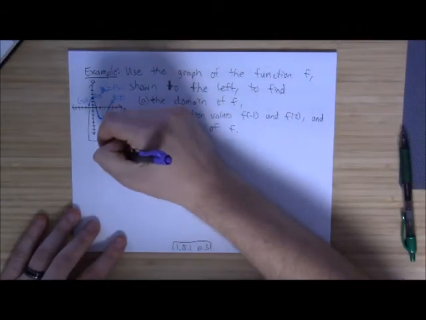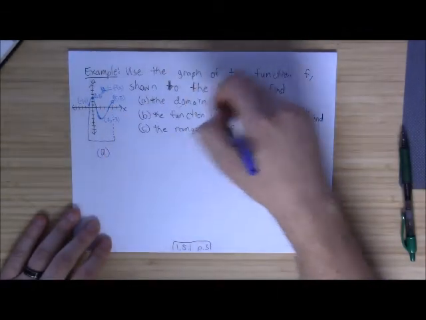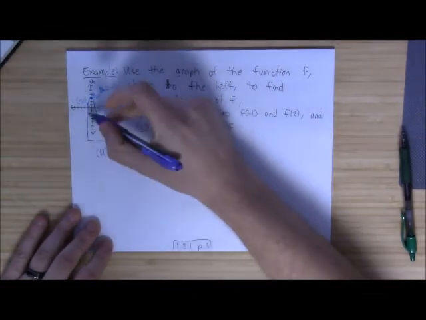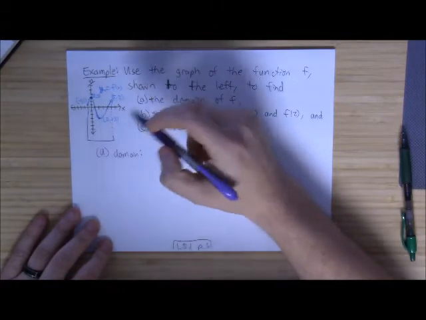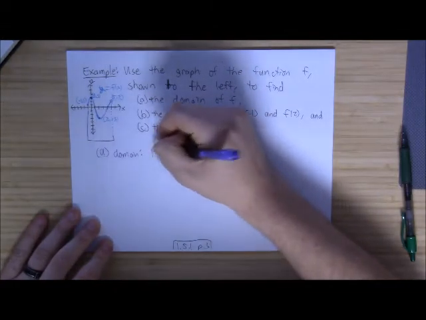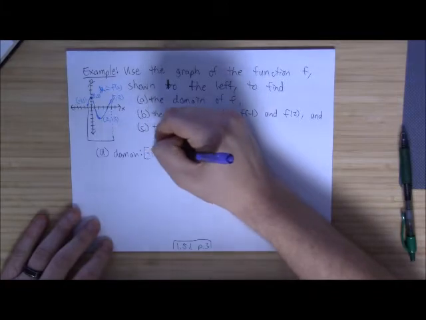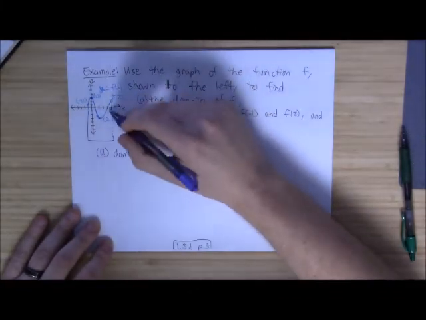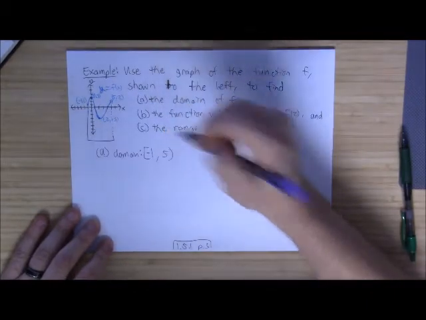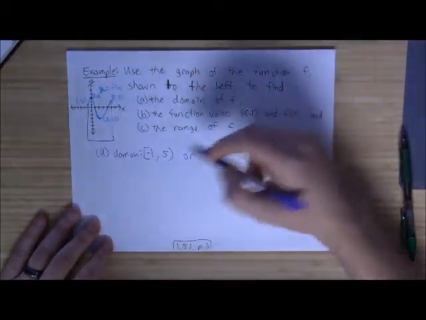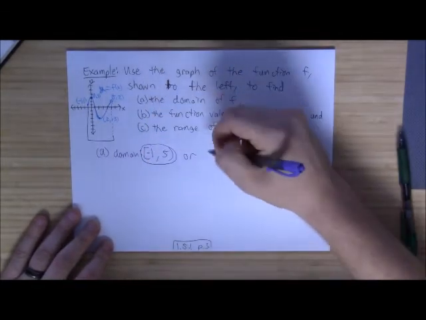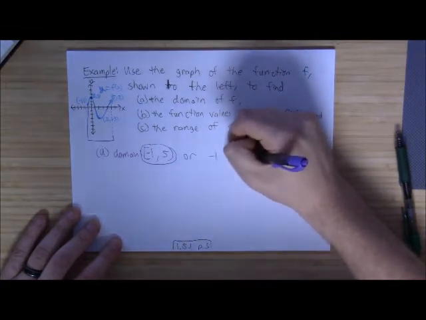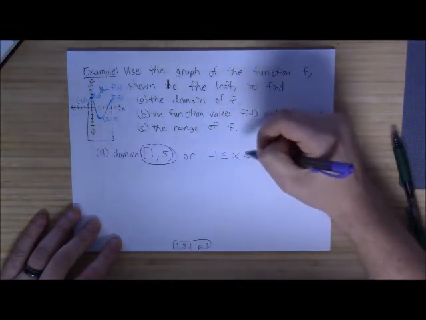Namely, the domain should be, if you prefer interval notation, which I like, I know a lot of students don't, but I do, -1 including -1 up to 5, but not including 5. Or if you prefer, you can use x is greater than or equal to -1, but less than 5.